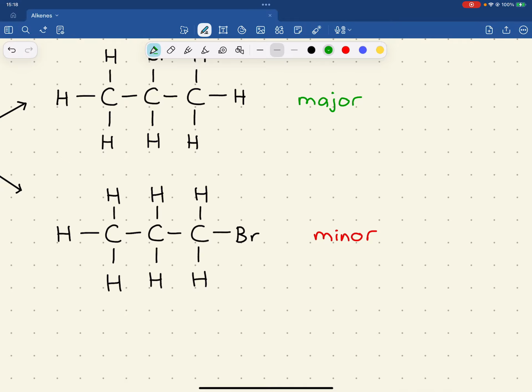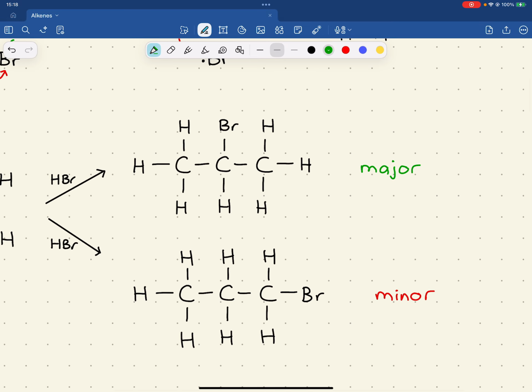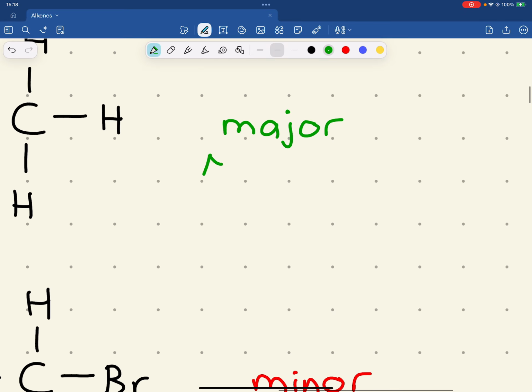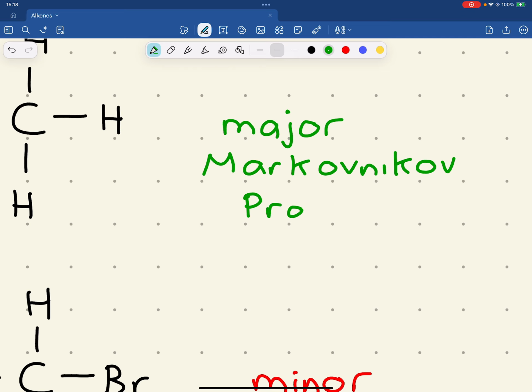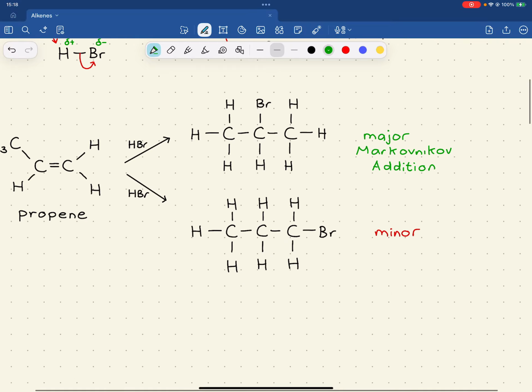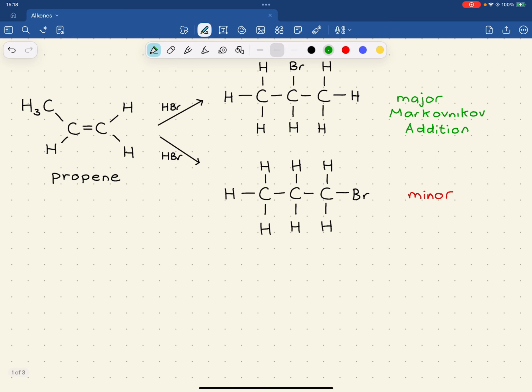When we get addition to give this major product via this mechanism, this is sometimes called the Markovnikov product, or Markovnikov addition. And to understand that, we need to look at the mechanism for the reaction of propene with HBr.